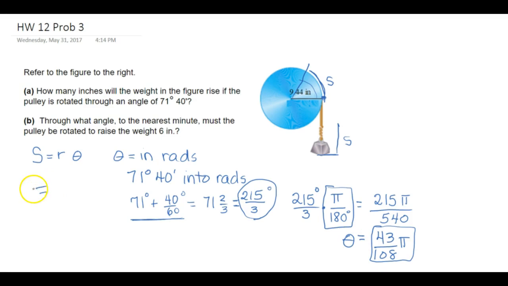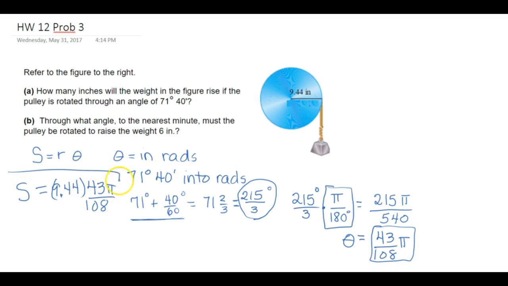So from our problem that we have now, we need to find the radius. They give us the radius in our original problem, so that's going to be 9.44, and then we're going to multiply it times 43 pi over 108. And from there, they'll tell you if they want it in decimals or if they want it in terms of pi.